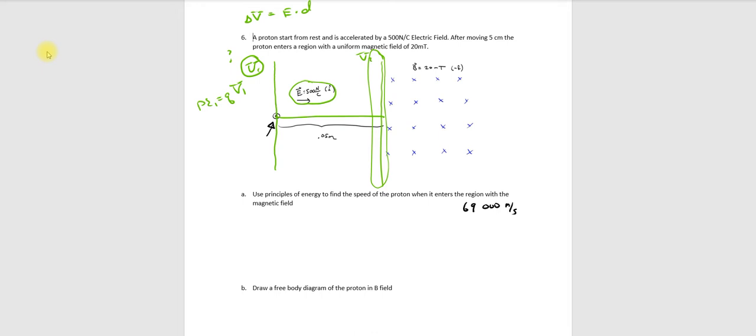And I wrote an answer down. I got about 69,000 meters per second when I worked it out. Hopefully I did it right, but again, I just kind of did it in my head, using a calculator. Hopefully it worked out. Okay, now, part B.